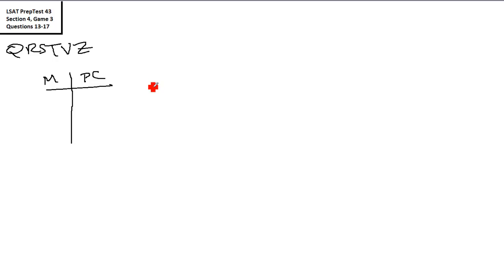2 of the paintings are from the artist's first period, 2 are from her second period, and 2 are from her third period. Okay, so now we know that there are 3 periods to this art. 3 periods, 6 pieces of art. Okay, and two from each period. That's what they tell us. And the private collector and the museum each buy 1 painting from each period. So there's the information that we need.